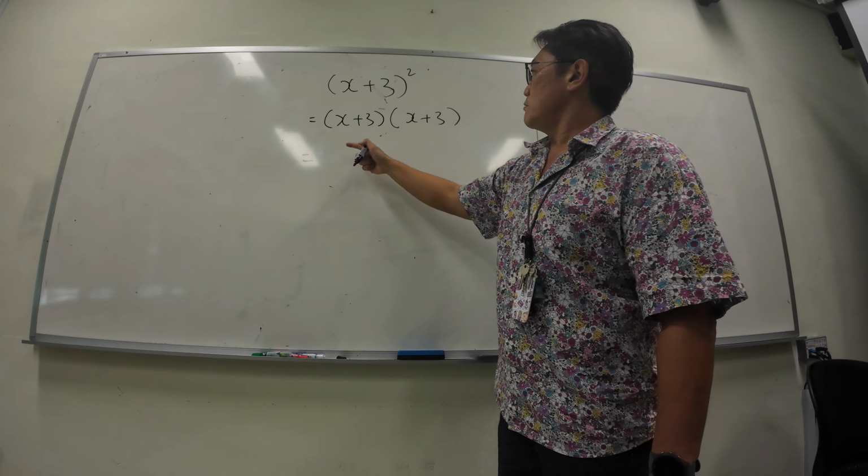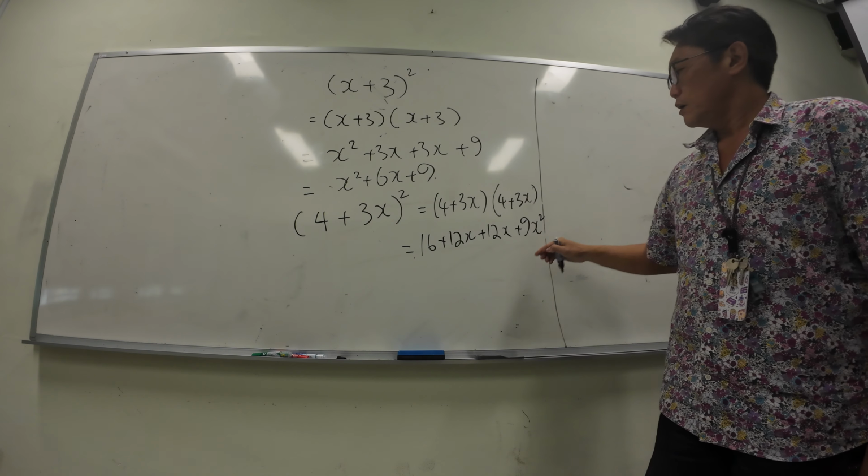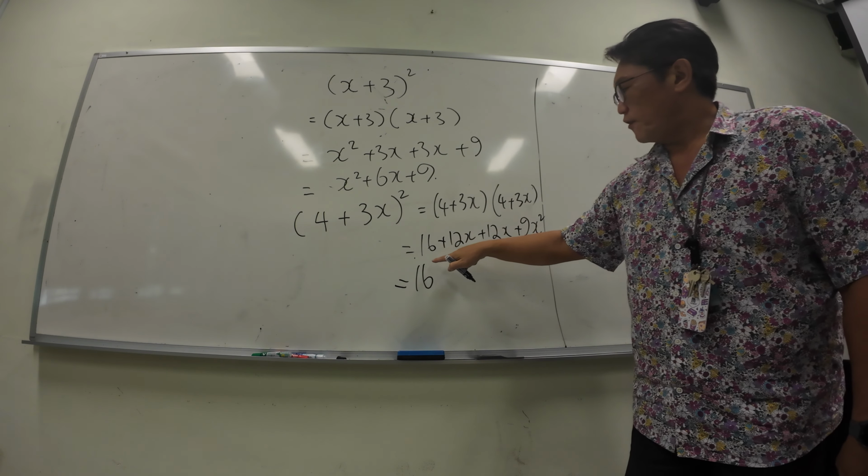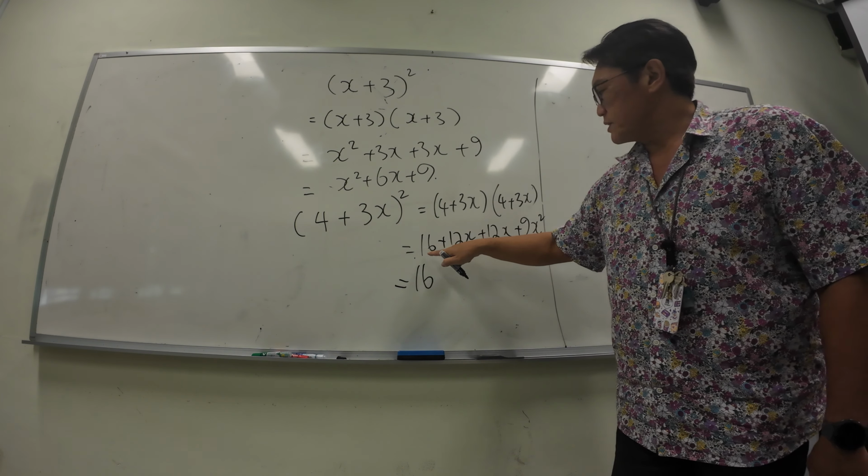4 times 3x is 4 times 3, then times x, so 12x. 3x times 4 is also 12x. Back times back, 3 times 3, 9. X times x, x squared. Simplify. Now we only have 4 terms. 1, 2, 3, 4. The first term is 16. The second term, both contain x, so we can group them together. 12x plus 12x, 24x. Then the last term is the only term with x squared.